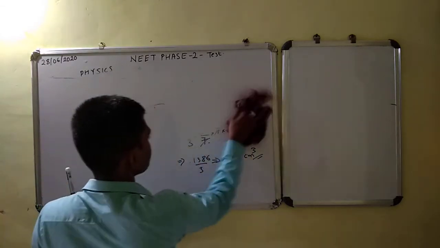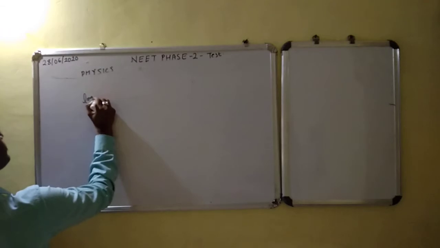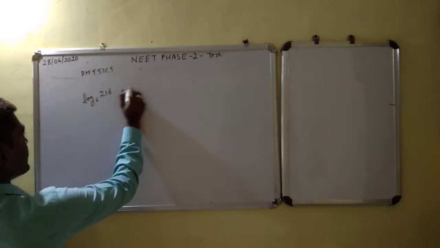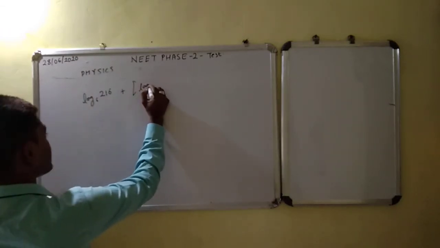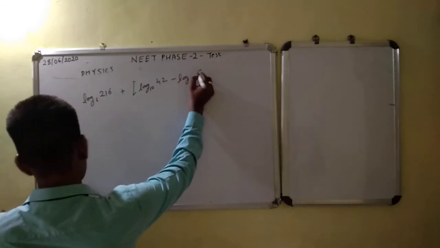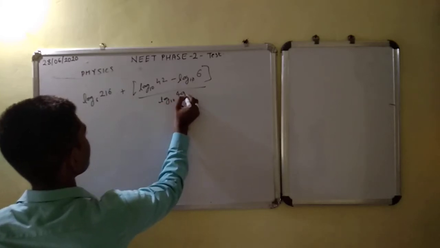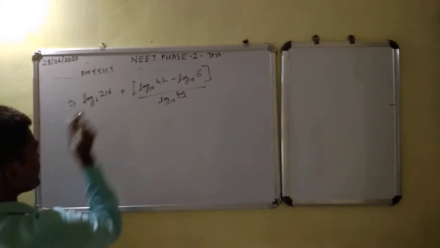This is the 23rd question. Question number 23 is find the value of log to the base 6 of 216 plus log to the base 10 of 42 minus log to the base 10 of 6, whole divided by log to the base 10 of 49, log to the base 7.